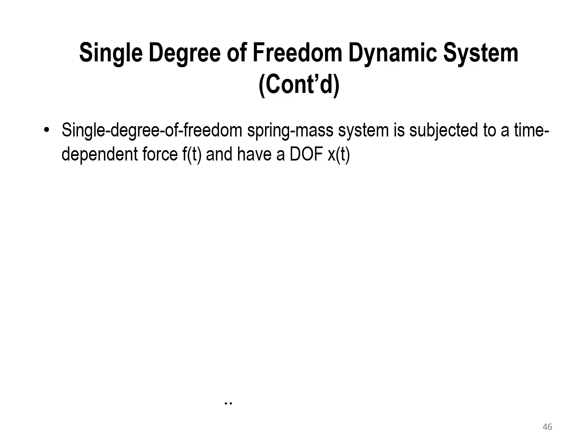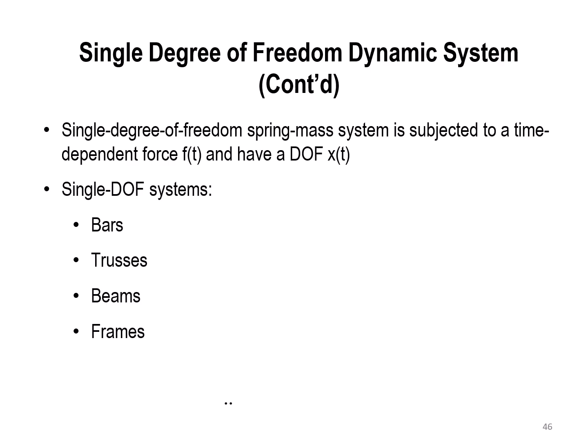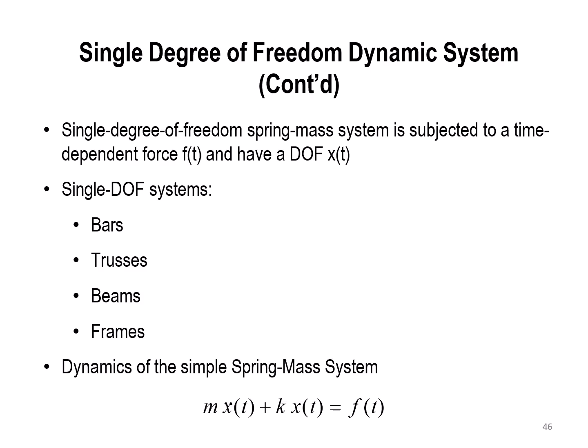The single degree of freedom spring-mass system is subjected to a time-dependent force F as a function of t and has degree of freedom x as a function of t. Single degree of freedom systems, for example, can be the bars, the trusses, the beams, and the frames. The dynamics of the simple spring-mass system is given by the equation: the mass multiplied by x double dot, plus k multiplied by x, equals the force as a function of t.